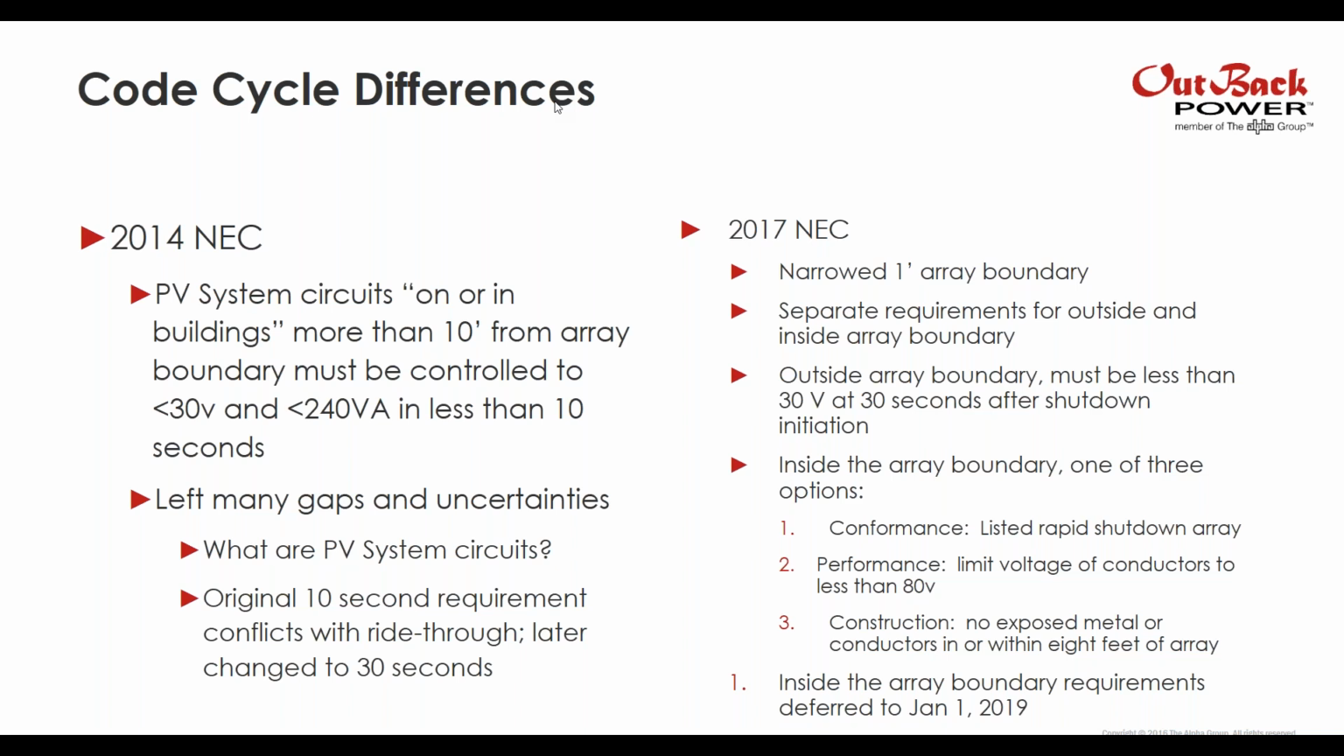Conformance, having some sort of listed rapid shutdown system that includes the entire array. We're not taking that approach. Performance, limiting the voltage of conductors to less than 80 volts. We are taking that approach. Or construction, having no exposed metal conductors within 8 feet of the array. And my understanding from talking to at least a couple distributors on this is that there are people who are taking that approach and working with their AHJ to work on that.